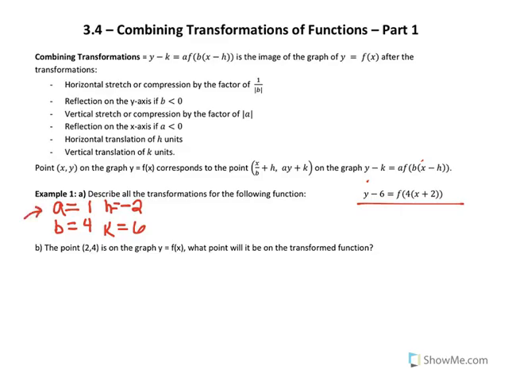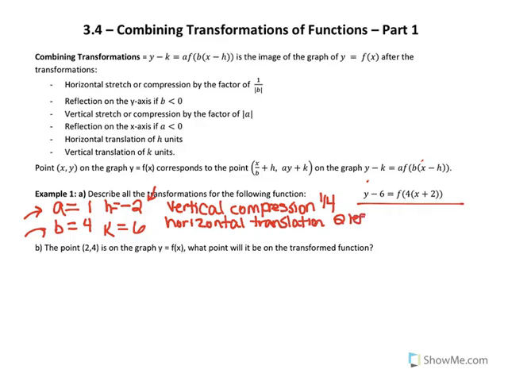So we have no vertical stretch. We have a vertical compression by a factor of 1/4. We are going 2 to the left, so we have a horizontal translation, and it's 2 left. And we have a vertical translation, and it is 6 up.